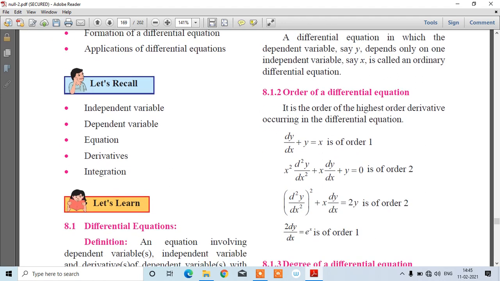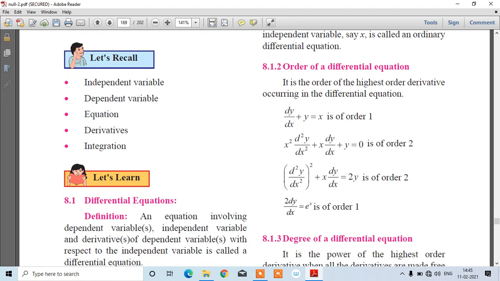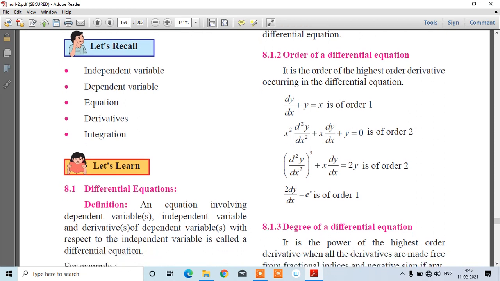So let us see the point number 8.1.2. Order. What is the meaning of order? See here, it is the order of the highest order derivative occurring in the differential equation. Now see, all of you know that the equation which involves the derivative is called a differential equation. Now for example, suppose dy by dx plus y is equal to x. This differential equation is given to you. Then dy by dx is the derivative term, and it is the first order derivative which is involved in this equation. So that's why the order of this differential equation is 1.